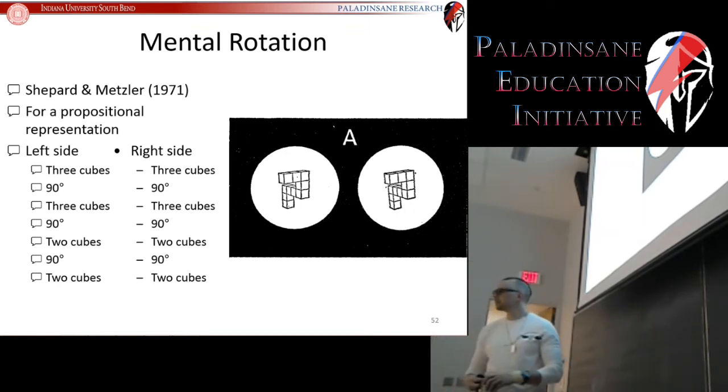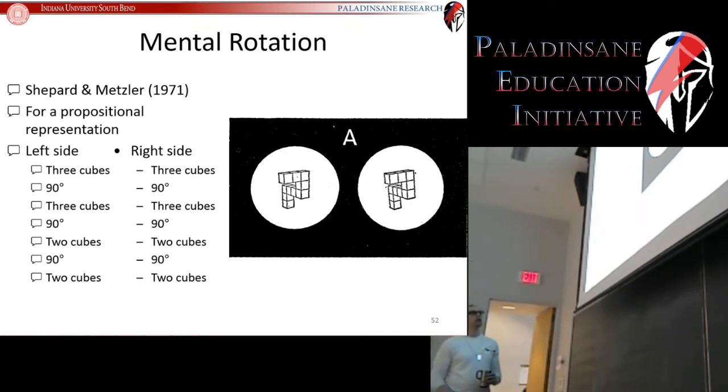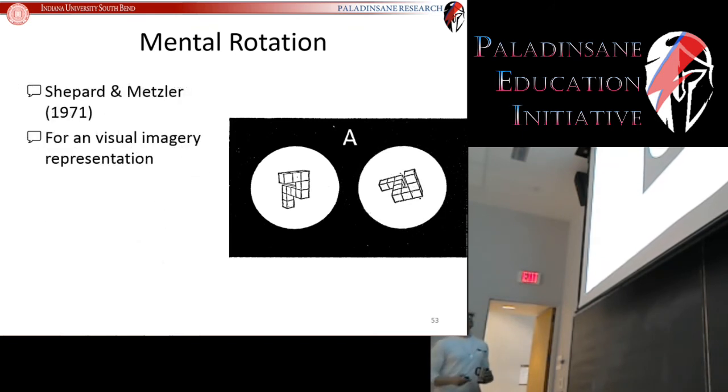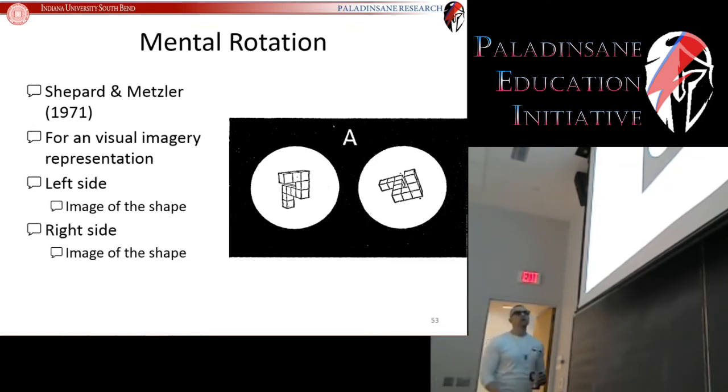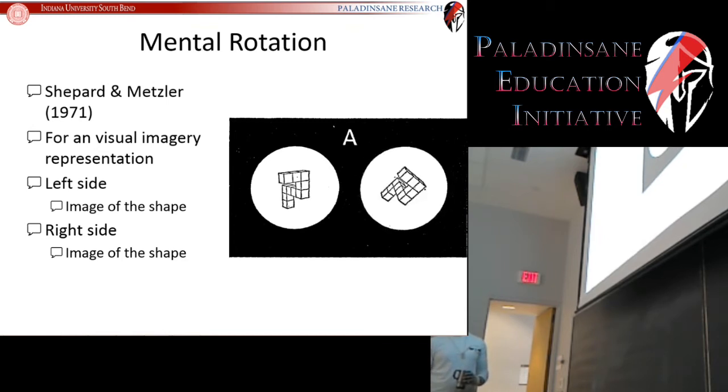Make sense so far? All right. For a visual imagery representation, your left side would be an image of the shape, and your right side would be another image of the shape. And because this preserves structure, what you need to do is rotate that right side until it visually matches up with the left side.